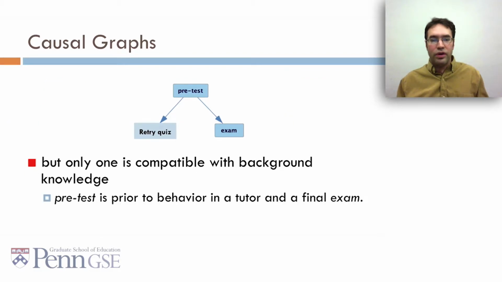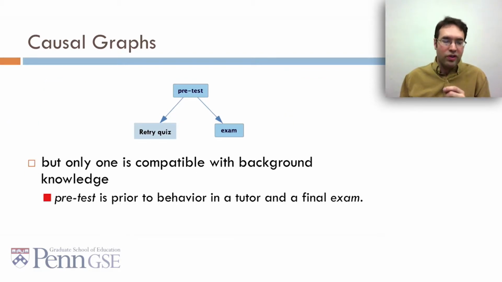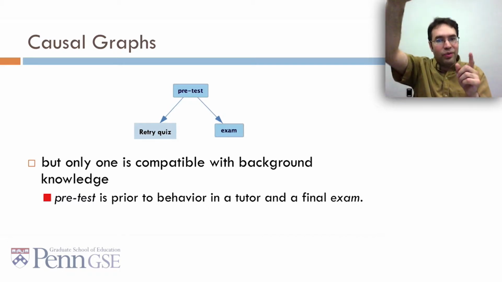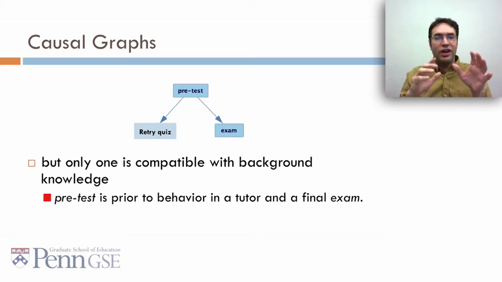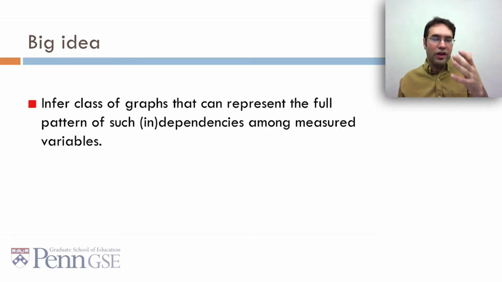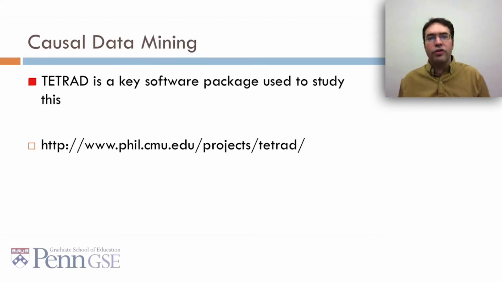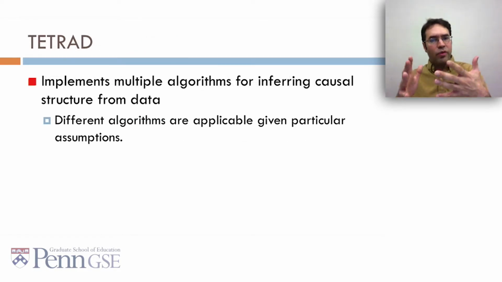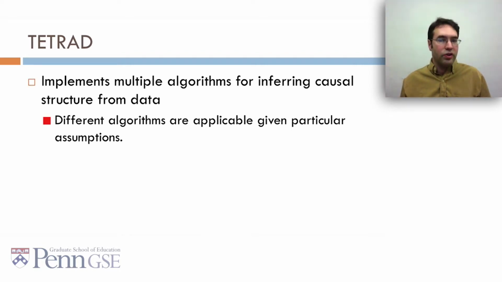What do we do? Well, if we know the pretest occurred before retrying the quiz and the exam, then we know that retrying the quiz can't change the pretest, and the exam can't change the pretest. And that allows us to hone down which of these possible causal models is actually the correct one. So the big idea: infer classes of graphs that can represent the full pattern of dependencies and independencies among the measured variables. The key package for doing this is Tetrad, which is available on the web. It's a neat package. Tetrad implements multiple algorithms for inferring causal structure from data, and different algorithms are applicable given particular assumptions.